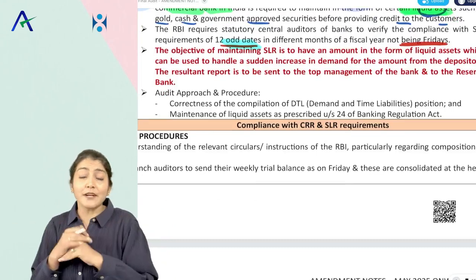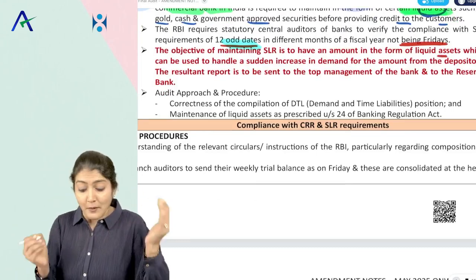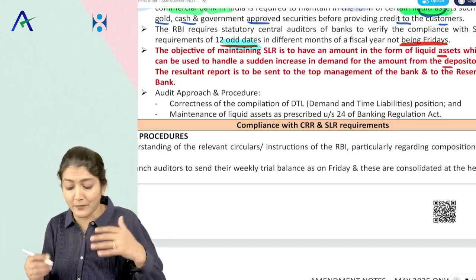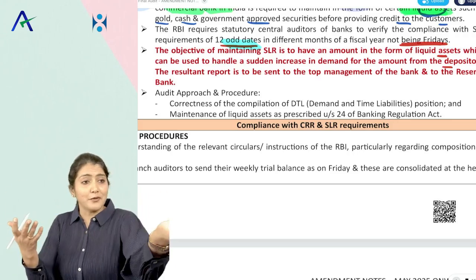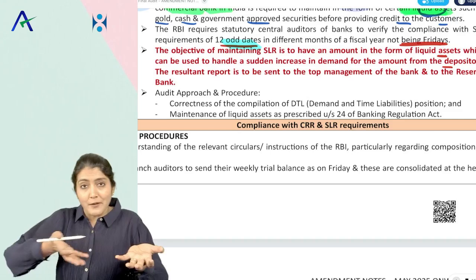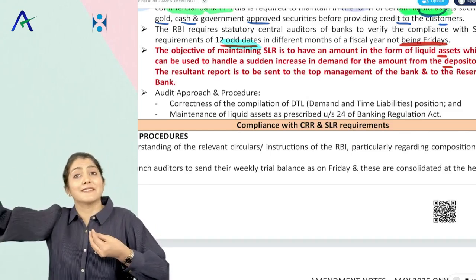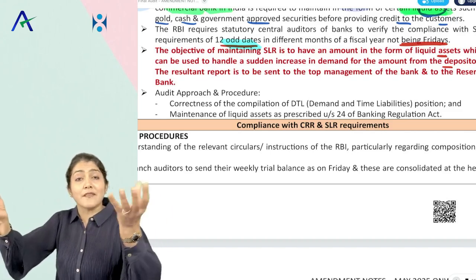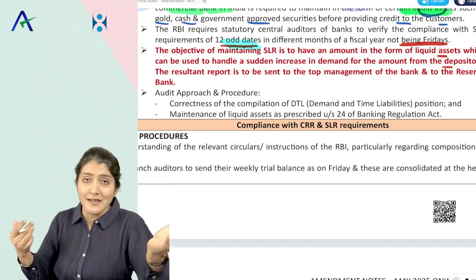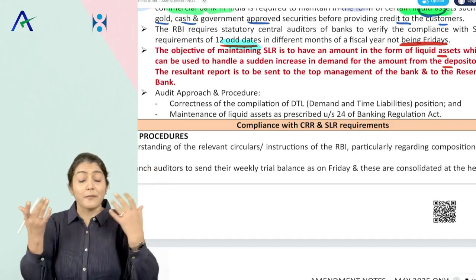The objective of maintaining SLR is to have an amount in the form of liquid assets, which can be used by the bank to handle a sudden increase in the demand for the amount from the depositors. Customers kept deposits with the bank, and the bank started giving credit to its customers. But what if, all of a sudden, customers start asking for repayment of the deposits and start encashing the money?